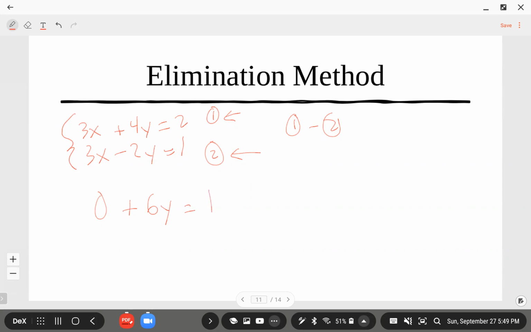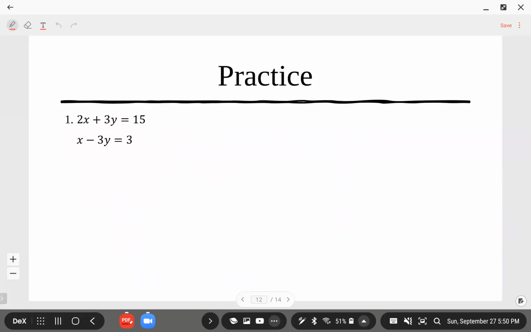And then look at this. We have canceled out x by subtracting those two equations. So now we eliminated x, right? y equals 1/6. Now we know what y is. We can plug in y, right? And you guys already know how to plug it in. So that will be my example for the elimination method. Okay, so let's do some practice.